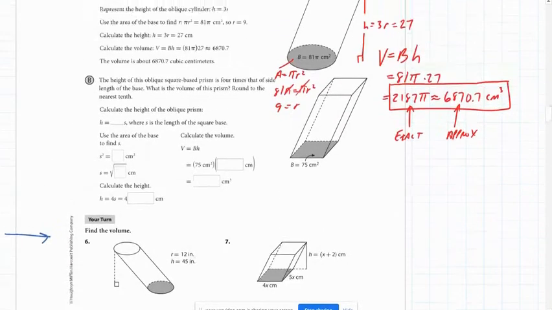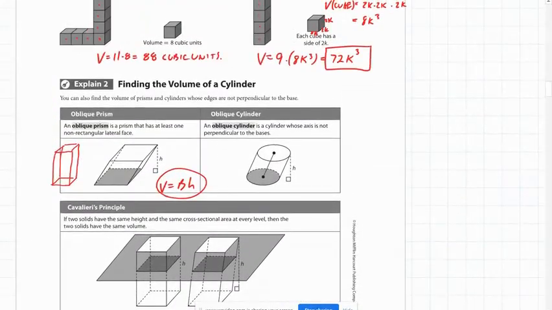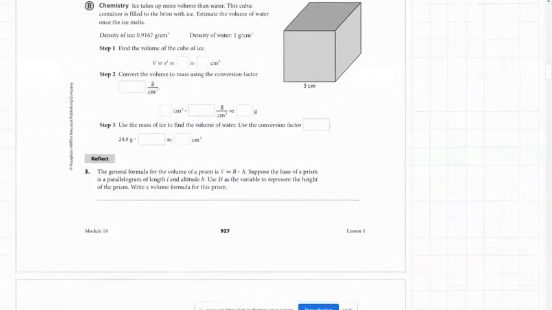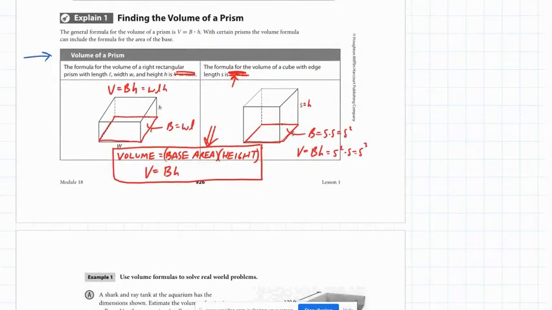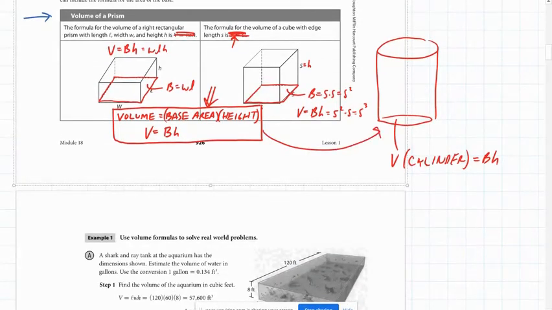Okay, so for all solids that we're looking at, it doesn't matter if it's a cylinder or an oblique cylinder or an oblique prism, for all of them, the volume is always equal to base area times height. So you can add cylinder to your list here. The volume of a cylinder is equal to base area times height. So this works for this, this, and this.